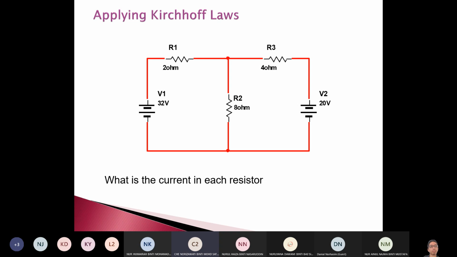So how do you want to solve this? You can assume it is flowing in that direction, or you can assume it could be in the other direction. It depends on how you apply it. And then you have another voltage source over here, plus and also negative. Let's say I assume that it's flowing in this direction, meaning that both are flowing in that direction.